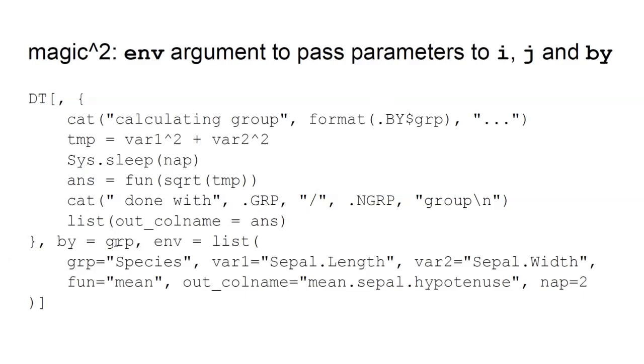So here character scalar would work, but here if we would just substitute into character scalar, it wouldn't work. So it will be unquoted variable name species. Then variable 1, variable 2, we are using to calculate temp variable. So instead of those two, we'll have unquoted variable names. Then nap is just this number, which will be substituted. And then we have a function here, which will be substituted into unquoted function name mean. And output column name, yeah. And those will be all calculated.